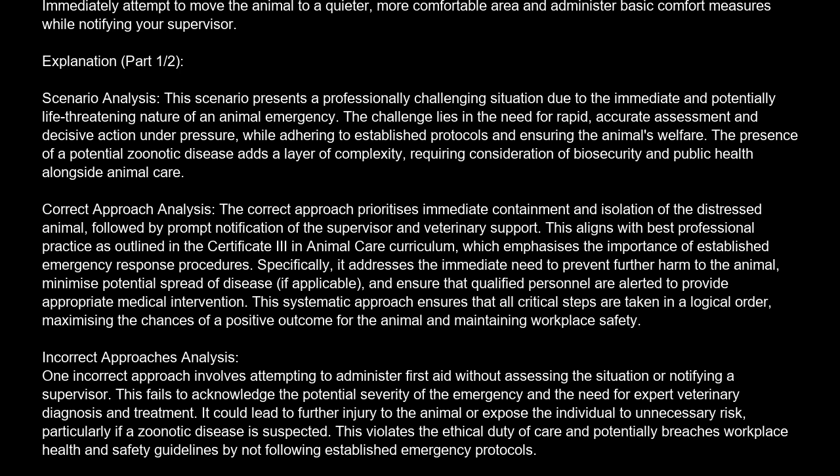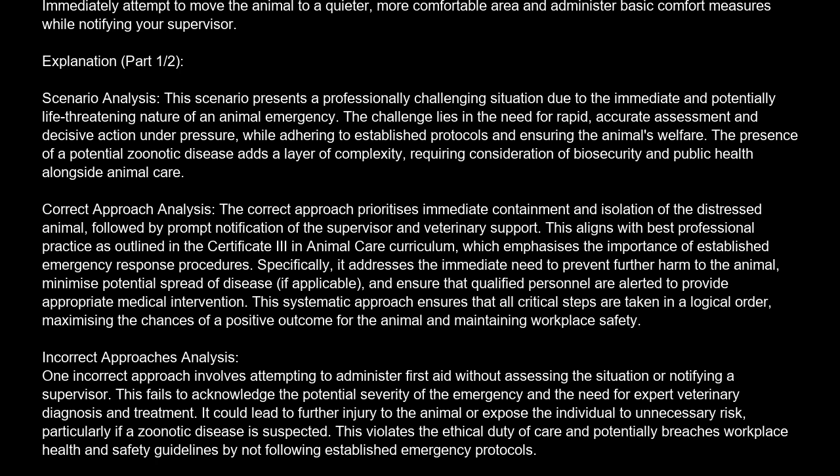Incorrect approaches analysis. One incorrect approach involves attempting to administer first aid without assessing the situation or notifying a supervisor. This fails to acknowledge the potential severity of the emergency and the need for expert veterinary diagnosis and treatment.